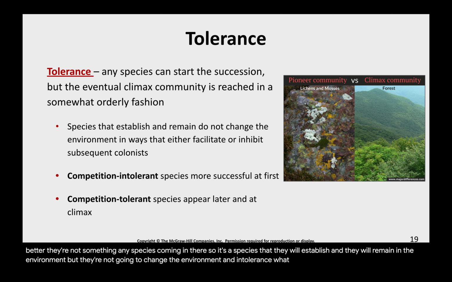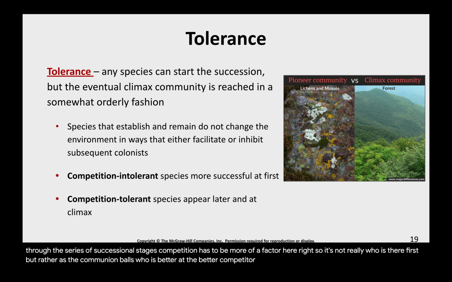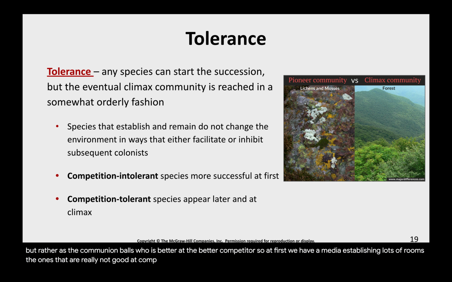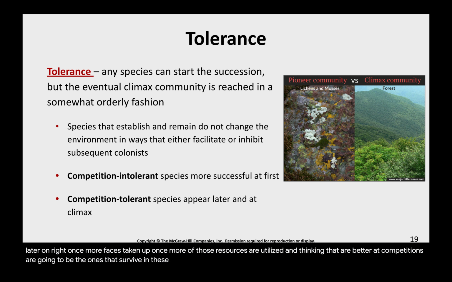And in tolerance, what we see as the community progresses through these series of successional stages is that competition tends to be more of a factor here. So it's not really who was there first, but rather, as the community evolves, who is a better competitor. At first, we have a community establishing, there's lots of room, there's lots of resources. The competition-intolerant species, the ones that are really not good at competition, will be able to thrive, because there's a lot of resources and they don't really need to compete against each other. But later on, once more space is taken up, once more of those resources are utilized, species that are better at competition are going to be the ones that survive in these later communities and at the climax community. So competition plays more of a role here.